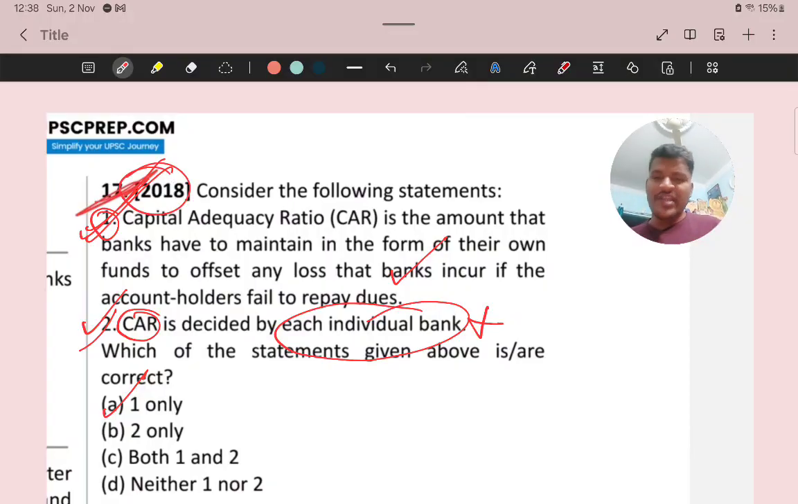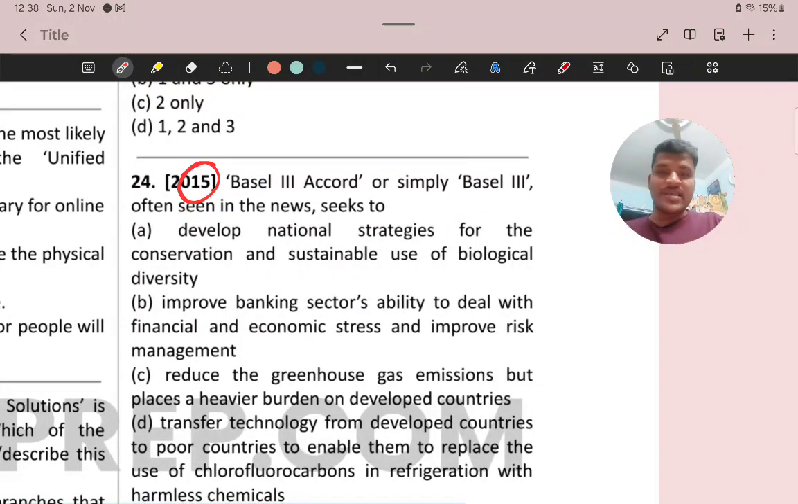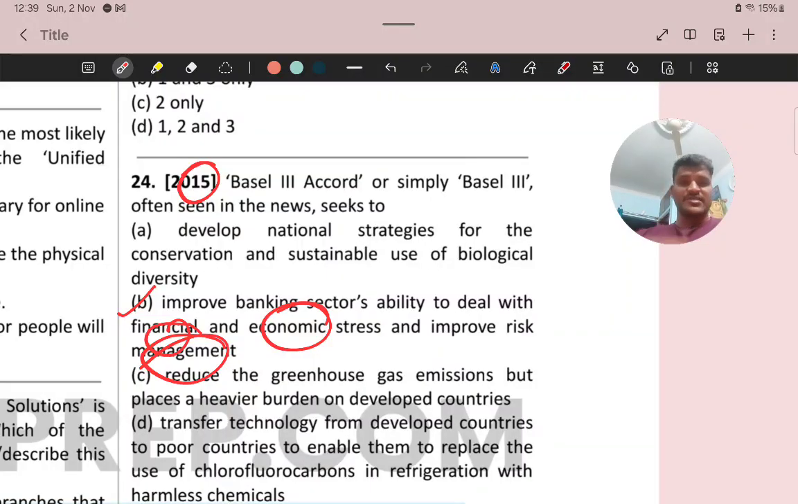Okay, this was the question in 2018. In 2015, the concept is the same. Basel 3 Accord, or simply Basel 3, often seen in the news, seeks to improve the banking sector's ability to deal with financial and economic stress and improve risk management. So here the answer is B. That's what I'm telling you. Basel 3 is synonymous with the capital adequacy ratio. In 2015 it appeared, in 2018 it appeared, in 2028 also it is going to appear.